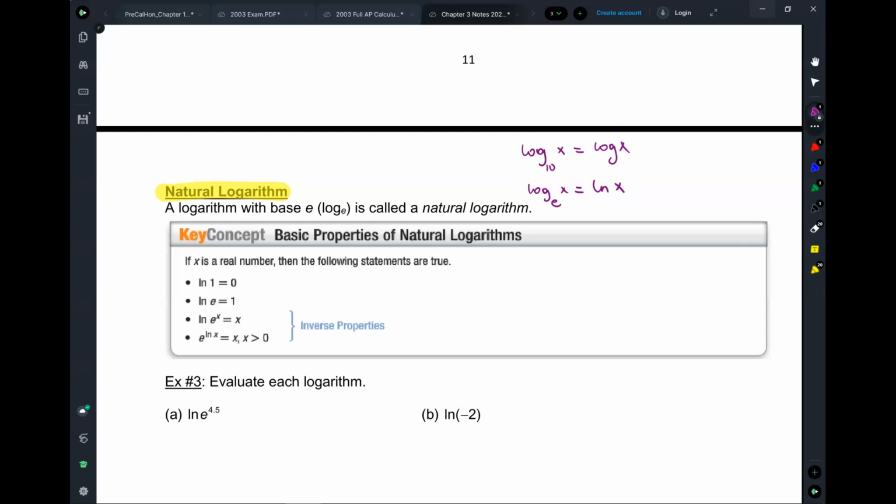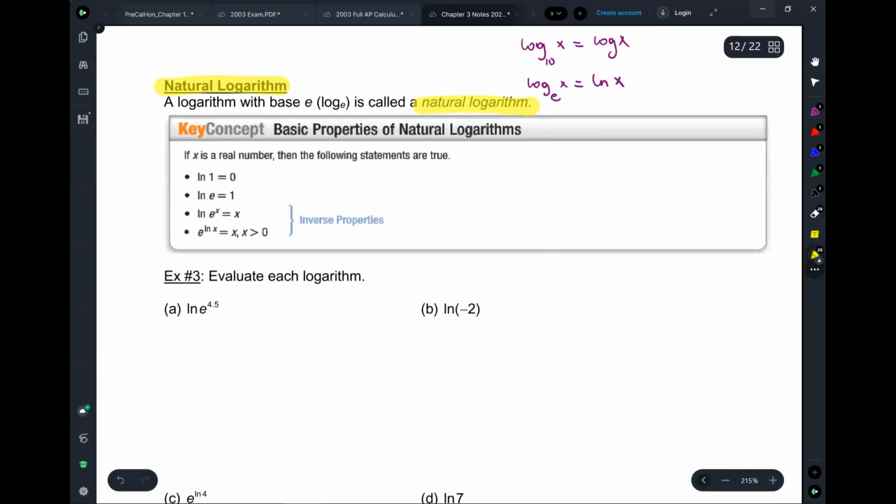ln is natural logarithm, but the reason why the letters are switched is because in the French version it's logarithme naturel, so it's ln. Logarithme naturel. It's the same thing, but with a French accent.